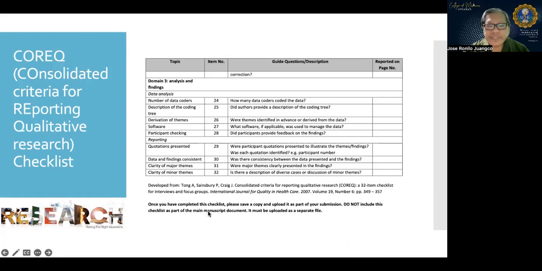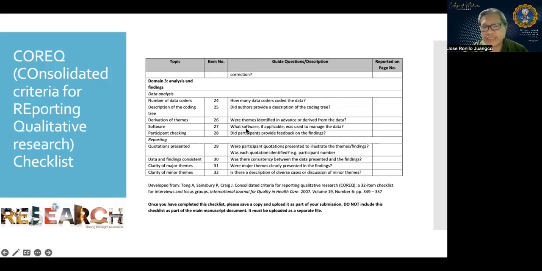So when you write a qualitative research, you should pattern it to COREQ, the consolidated criteria for reporting qualitative research checklist, and make sure that all of these are included in your research protocol or your research paper. For data analysis, COREQ is asking that you include in your methodology, in your write-up, how many data coders coded the data, whether the authors provided a description of the coding tree, whether themes were identified in advance or derived from the data, and what software, if applicable, was used to manage the data.